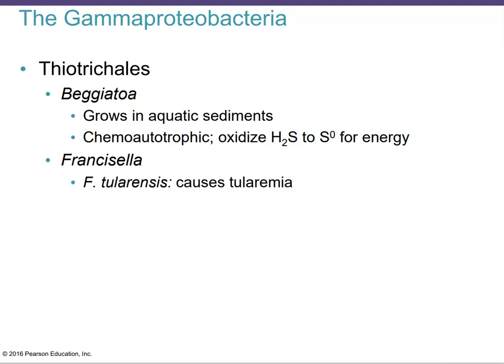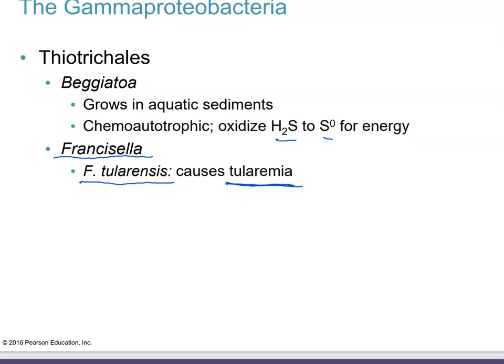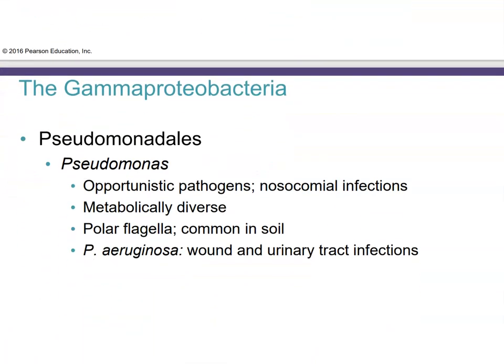So Vegeatua, this one grows in aquatic sediments, and it is chemoautotrophic and can oxidize hydrogen sulfide to elemental sulfur for energy, which is pretty interesting, but we will not talk about it again. And then we have Francisella. This one we will have in a pathogen group, especially Francisella tularensis, the cause of tularemia. This one you will hear about again in a pathogen group.